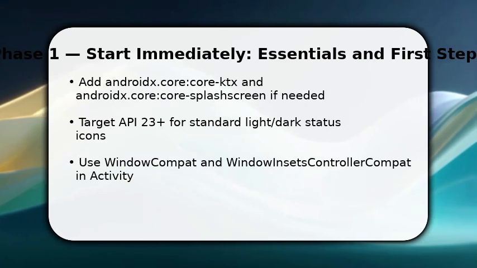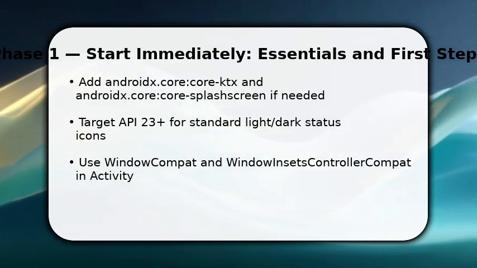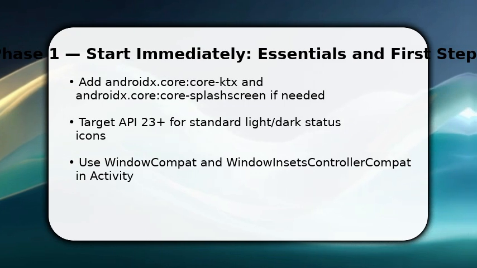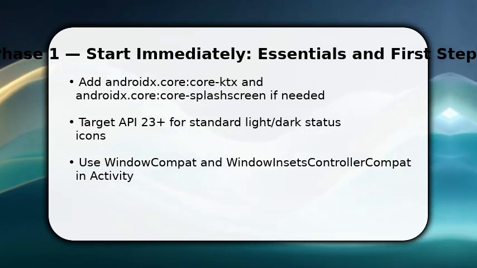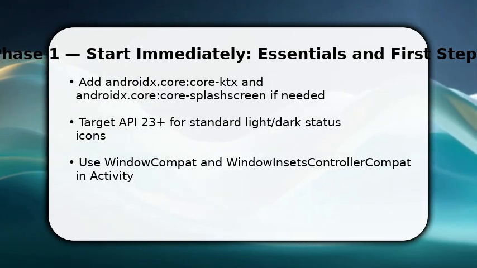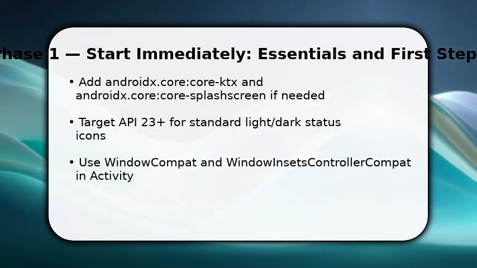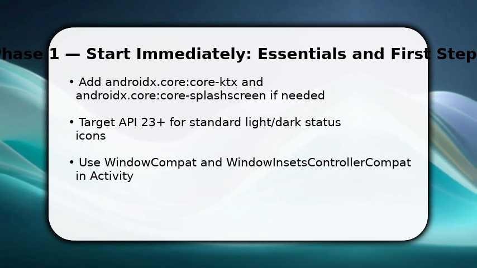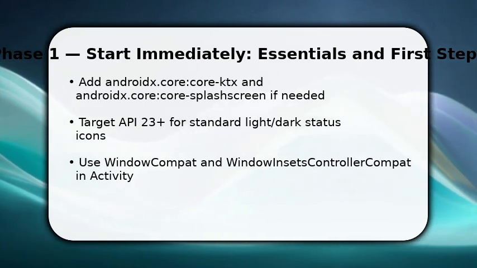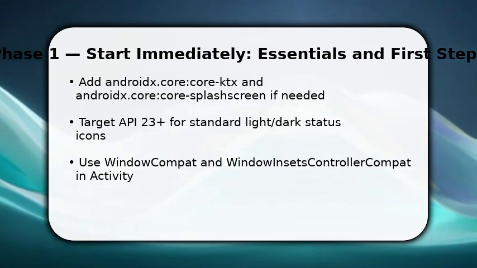You begin by wiring the AndroidX window helpers into your activity, add Core KTX, and use WindowCompat to manage insets. Once done, get the window object and create a WindowInsetsControllerCompat instance tied to your window and decor view. This is the first actionable step because it gives you programmatic control over system bars. Make sure to target API 23 or higher. Older APIs need fallback flags.